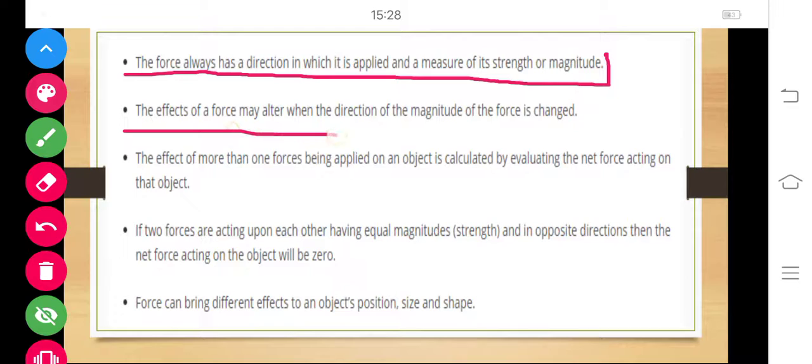The effect of a force may alter when the direction of the force is changed. That means, for example, now what is happening here, if you are a footballer, if a partner from the opposite team kicks the football, now what you have to do, you will also kick it. Basically you will kick it, so the direction of the ball is going to change.